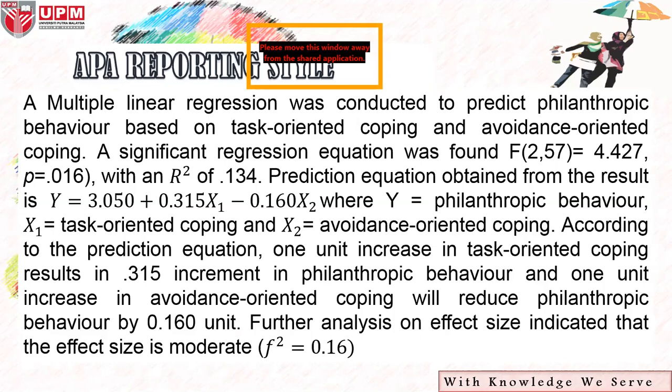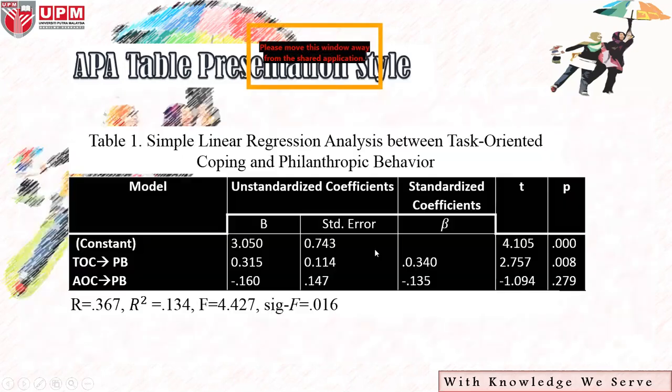Even the way you present the R square, you can also present it as a percentage, meaning that it has been reported that 13.4% of variance in philanthropic behavior has been explained by both task-oriented coping and avoidance-oriented coping. This is how to interpret it. And then in terms of table representation, this is how you should present.